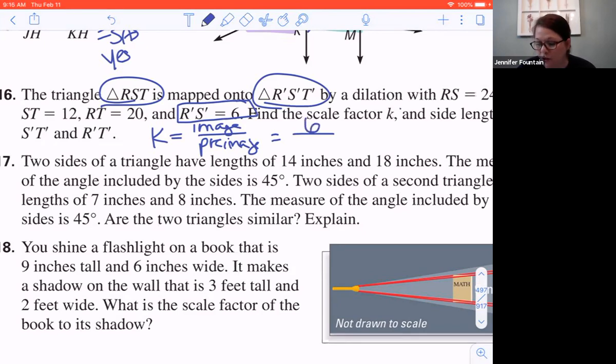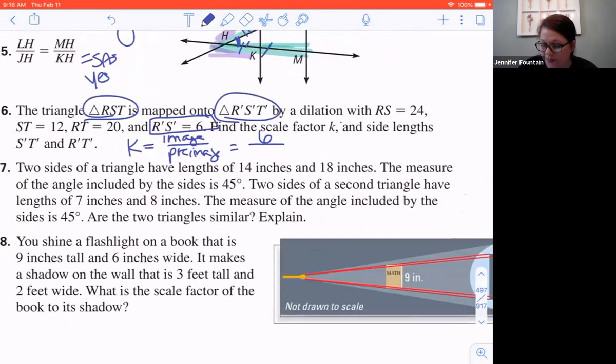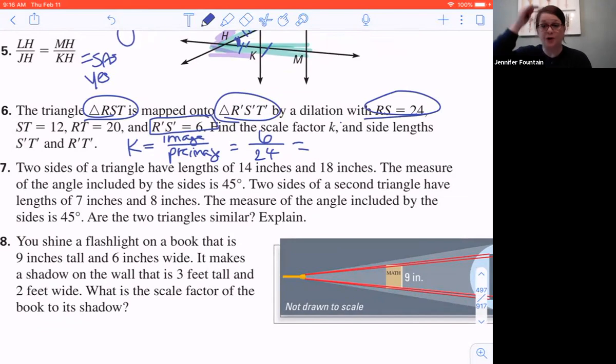Now I've got to look at the corresponding information they told me, and they said that RS, my pre-image, was 24. So 24 goes in the denominator. So image over pre-image, or you can think about primes over not primes. However you want to remember that, that's how you're going to set up your fraction. So now I have 6 over 24, and I know that reduces to 1 over 4. So there's my scale factor. My scale factor is 1 over 4.